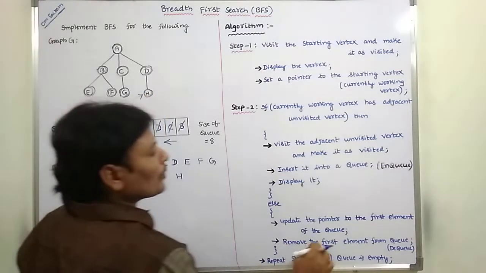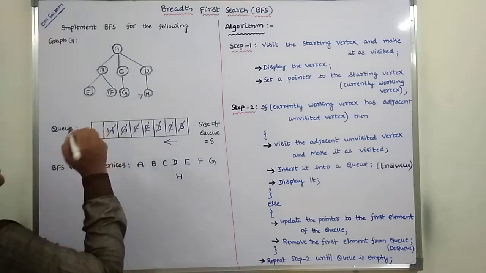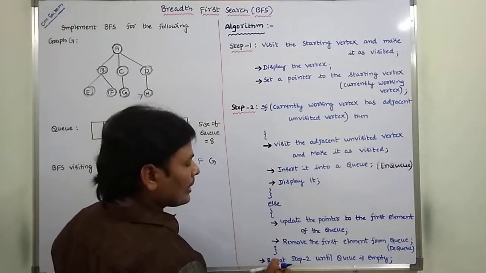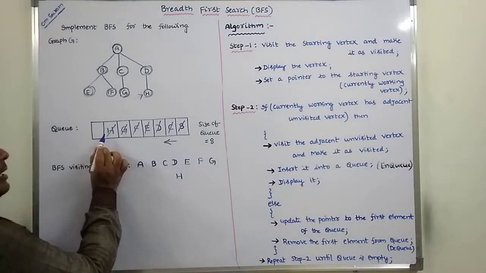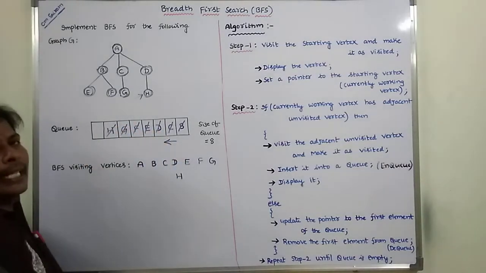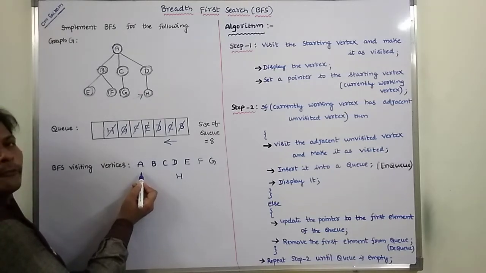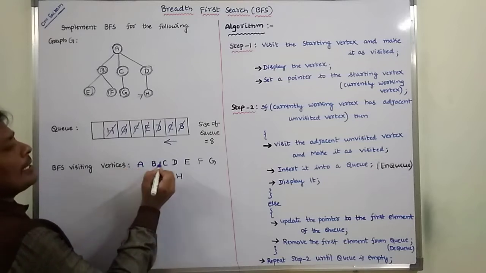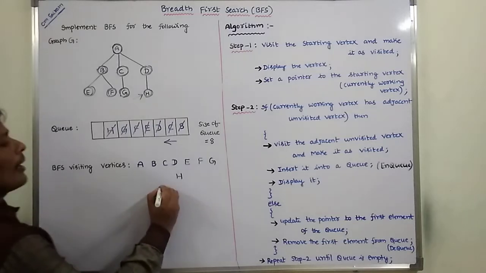Next, remove the first element from the Q. The first element of the Q is H. H can be removed. Next, after that, one statement is there. Repeat step 2 until Q is empty. So here, is Q empty? Yes, Q is empty. It does not contain any element. So now the order of visiting of vertices for this graph using BFS is A, B, C, D, E, F, G, H. So this is the answer.